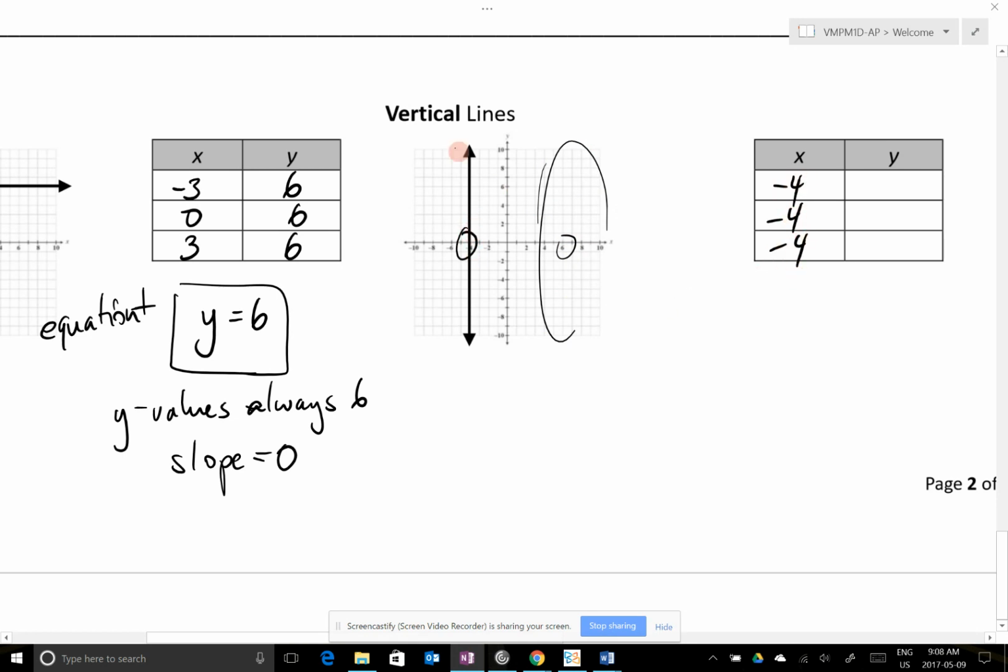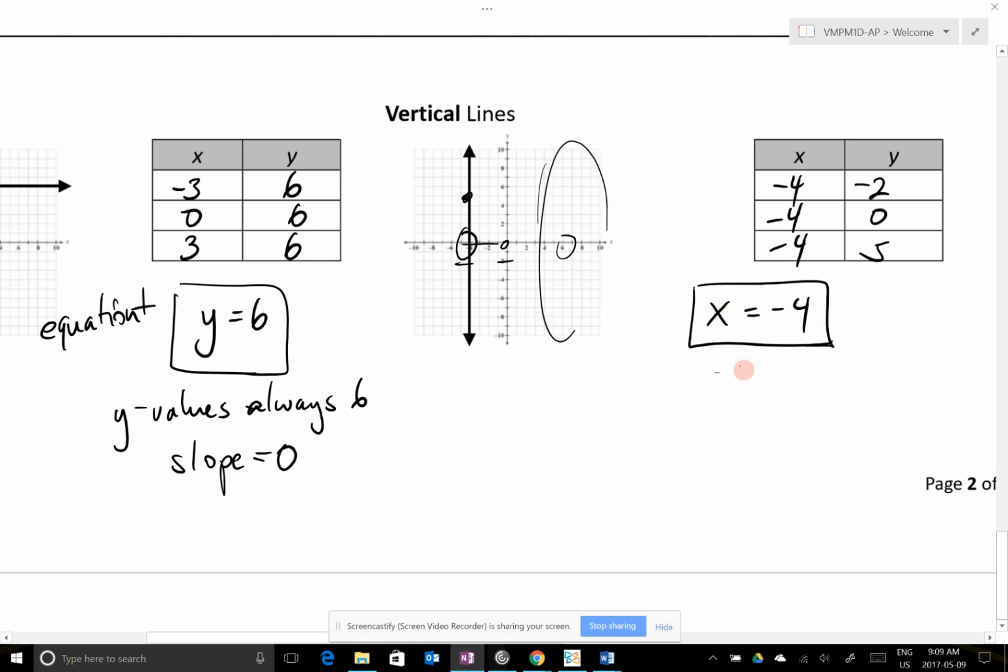What's the y value? Well, any y value exists on this line. If I pick this y value, it's there. It's going to be 5, right? 0 exists there as well. Minus 2 exists there as well. So any y value exists on this line, but the only x value is negative 4. So x equals negative 4. That's the equation.